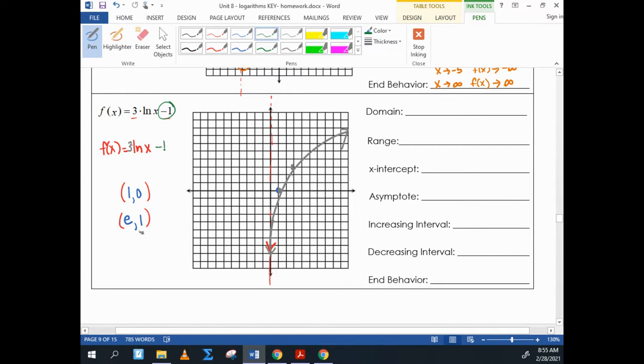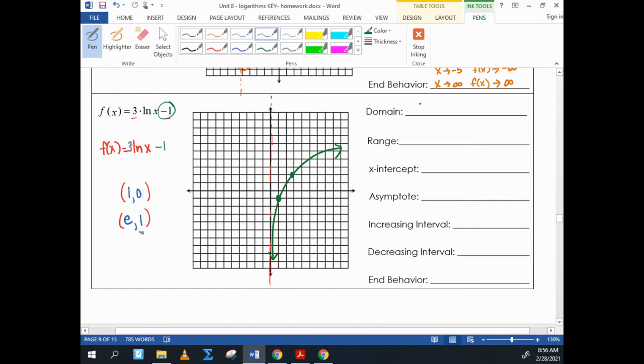This -1 right here, it's not in parentheses, so this is a vertical translation. It's just going to move all of our points down 1. So this point that was my (1, 0) is going to go down to (1, -1). This point that was (e, 3) is going to go down 1, so it's going to be (e, 2) right there. Okay, my asymptote never changed. Again, I am going to erase these gray points, and then we're going to redraw this green line, going through those points and getting really close to our asymptote that didn't change.